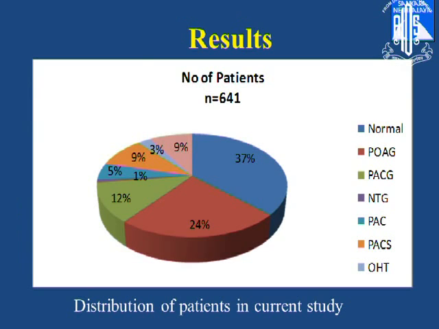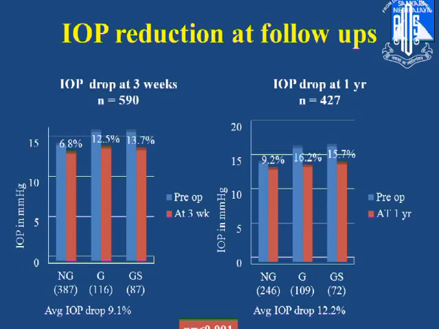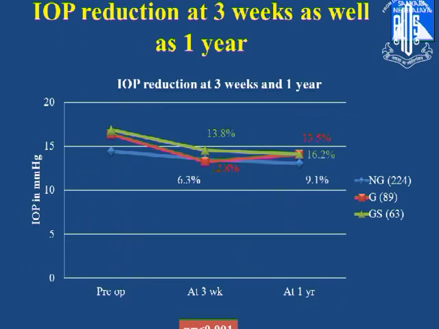This is the distribution of patients in my study. We had 56% male, whereas 44% females. The average age for glaucoma patients was 65.6 years, whereas for non-glaucoma patients, it was 63.3, which was statistically significant. The average intraocular pressure drop after short-term duration was 9.1%, whereas for mid-term duration, it was 12.2%, with a significant p-value. This chart shows trend in IOP reduction at short-term and mid-term, which was consistent.